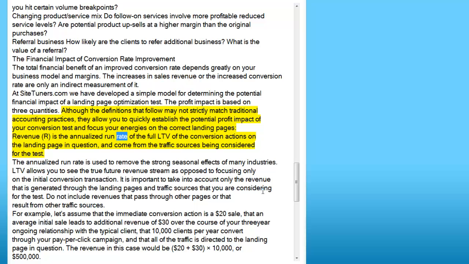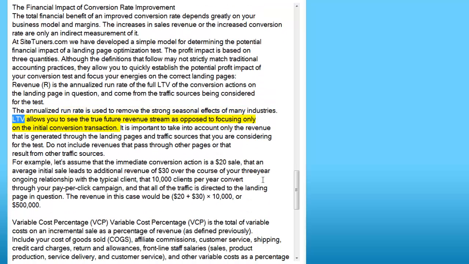Revenue is the annualized run rate of the full LTV of the conversion actions on the landing page in question and comes from the traffic sources being considered for the test. The annualized run rate is used to remove the strong seasonal effects of many industries. LTV allows you to see the true future revenue stream, as opposed to focusing only on the initial conversion transaction. It is important to take into account only the revenue that is generated through the landing pages and traffic sources that you are considering for the test. Do not include revenues that pass through other pages or that result from other traffic sources.